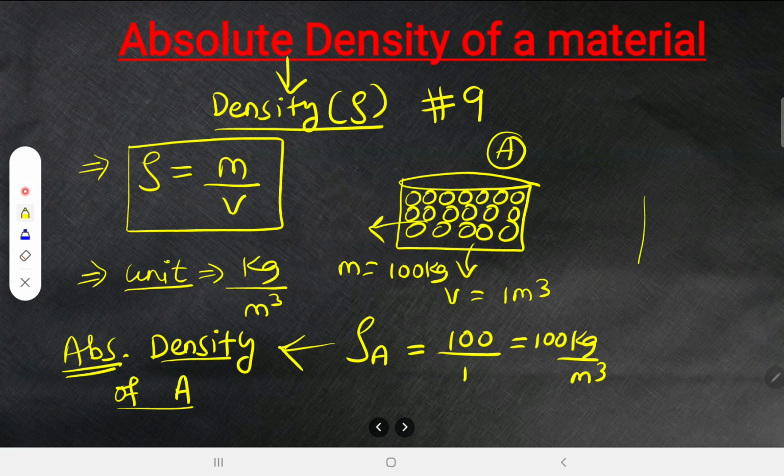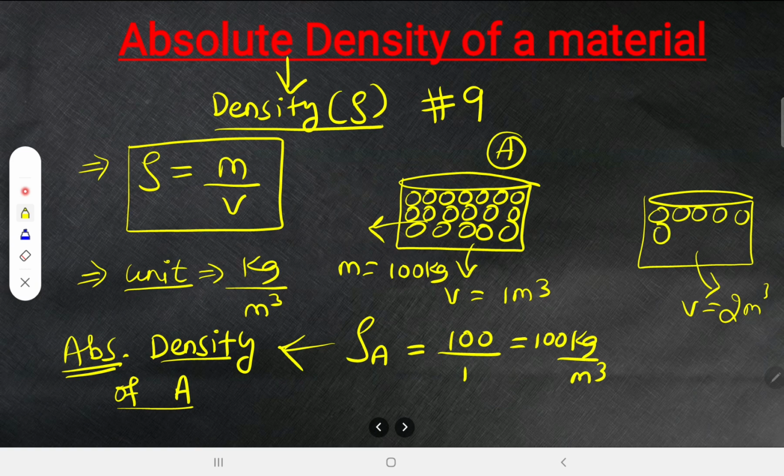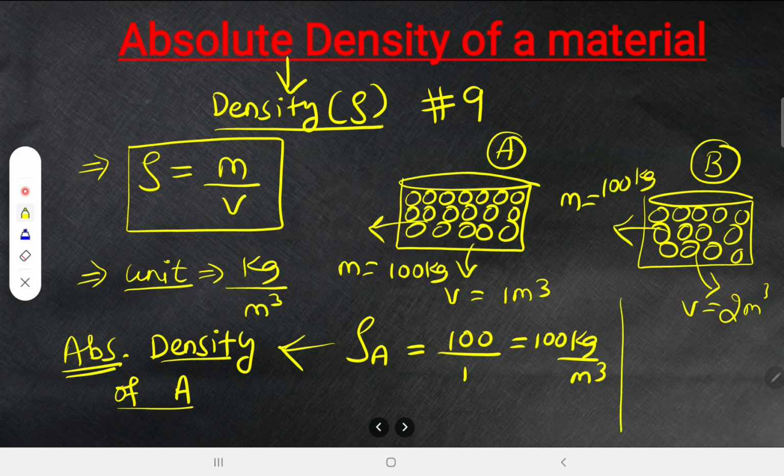Now let us take one more container. Same container. Let us take this volume to be 1 meter cube, or you can take it as 2 meter cube, no problem. Now you have filled some other material here. Let us call this material B. The mass you have filled here is, for example, 100 kg again, just an example. Now what is the density of this material?